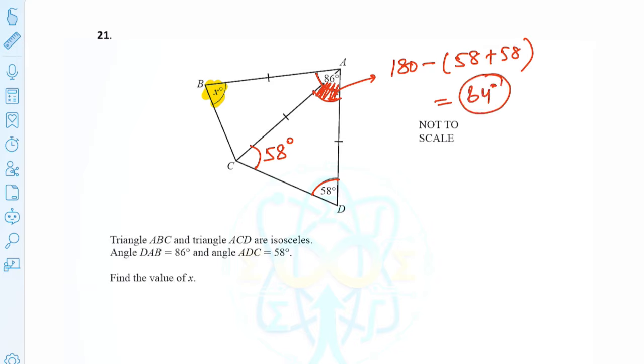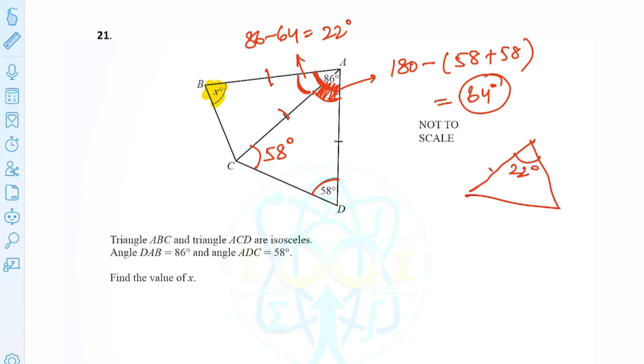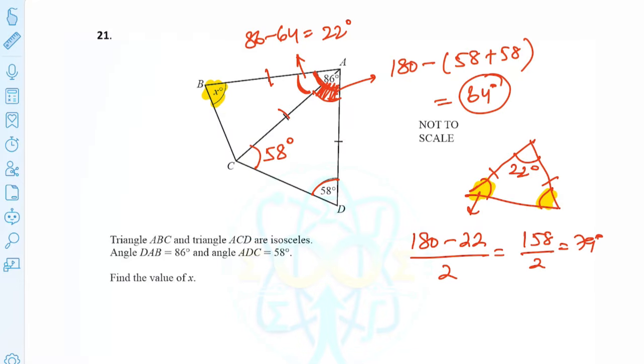Clear? And if you see, the total angle is given as 86, so I can find this angle easily. So 86 minus 64 equals 22 degrees. Got it? So these two sides are exactly the same. If you see this triangle, this angle I got is 22 and these two sides are the same. That means for an isosceles triangle, these two angles will also be exactly the same. So how to find the value of x? So 180 minus 22, make it half. 180 minus 22, I think you are getting 158 over 2. So your answer should be 79 degrees, or we can write x equals 79 degrees.